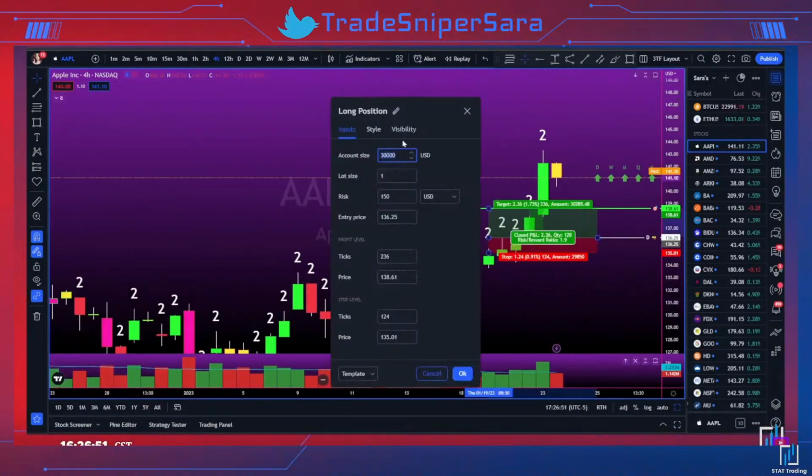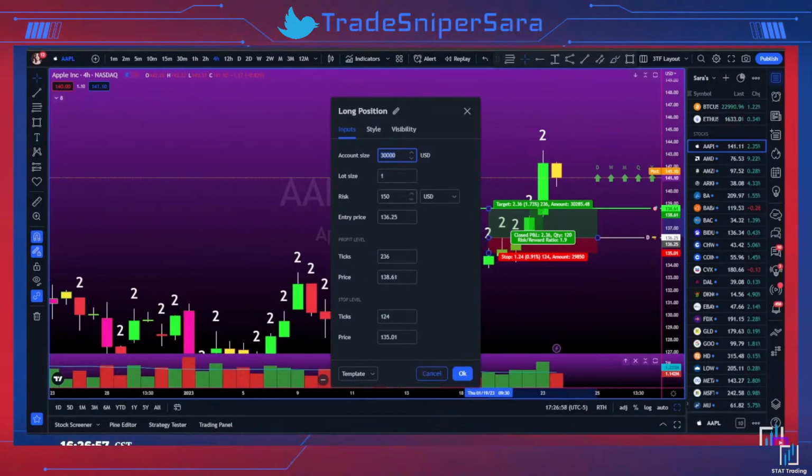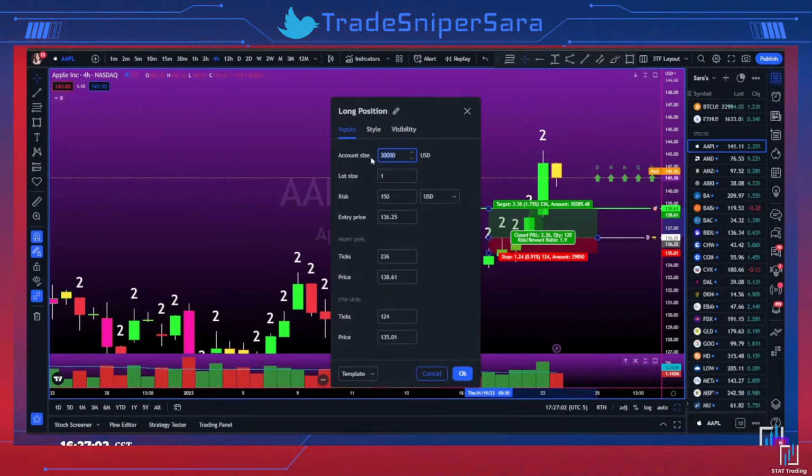Love this tool. Oh, see, so this was actually a different risk reward. I didn't change it, but so this would be a $30,000 account risking 0.5%. Still pretty awesome.